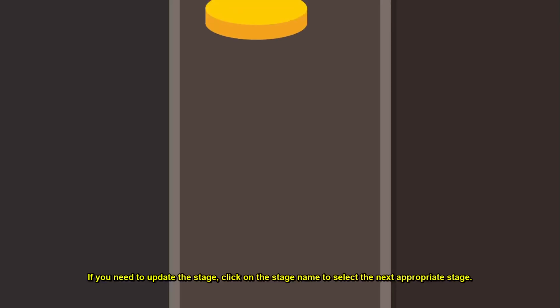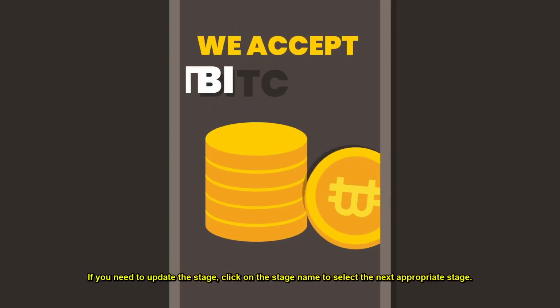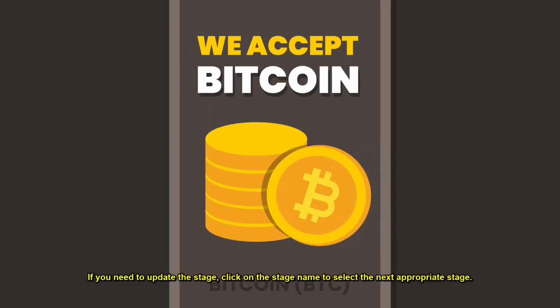You can click through the different stages to see the activities required at each step. Review any associated notes or activities to ensure all tasks are completed for the current stage. If you need to update the stage, click on the stage name to select the next appropriate stage. After selecting, confirm your changes to update the opportunity stage.